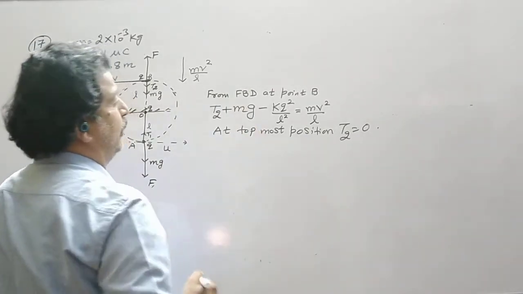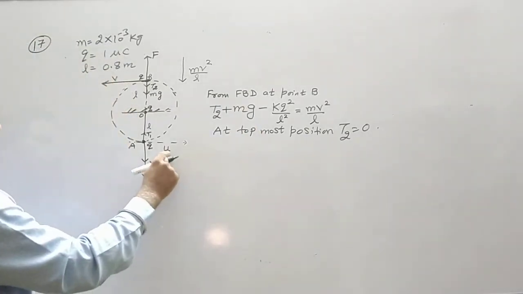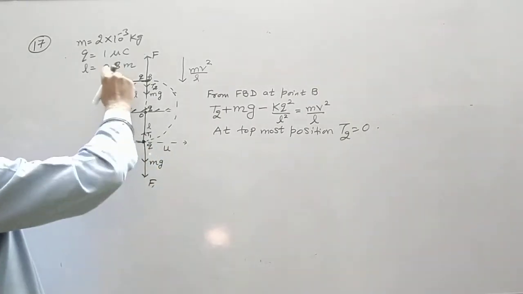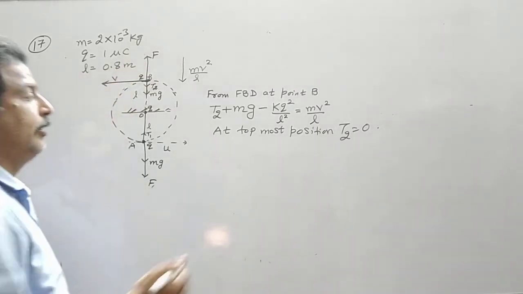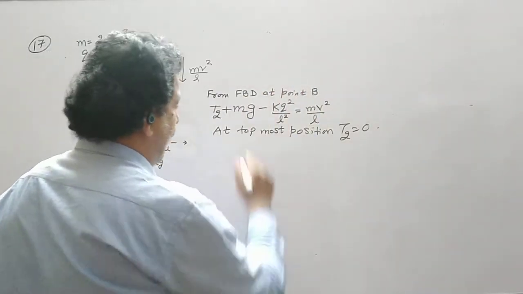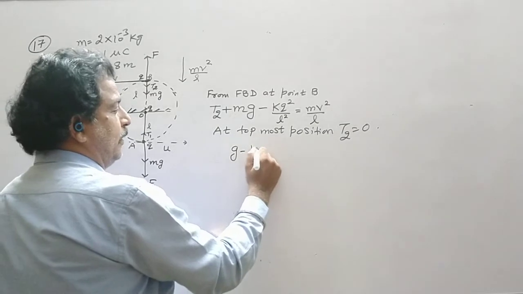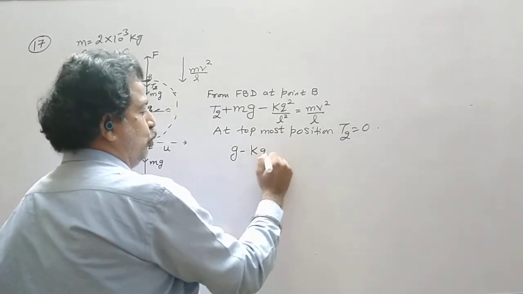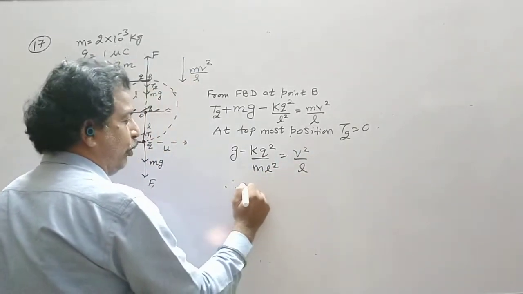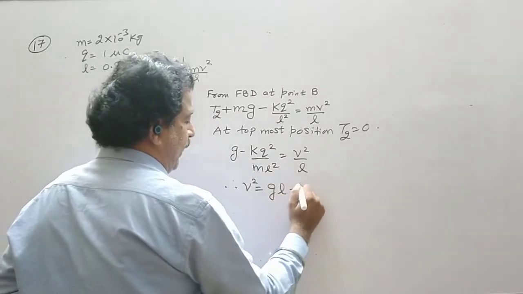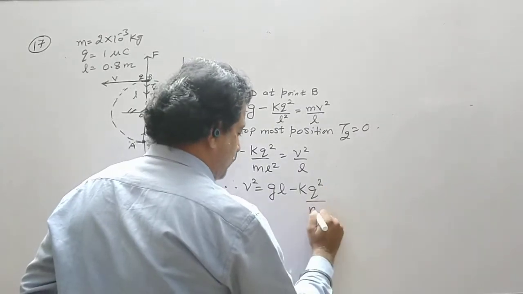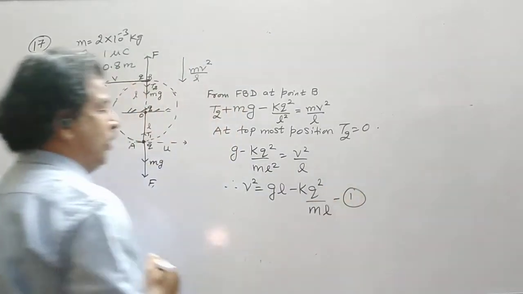So this equation can be written as, see, we want to find out the initial speed. What should be the minimum velocity which should be imparted to it? Here the speed is v. So first I have to find out the v. T2 is 0. So I divide this equation by m. So it becomes g minus kq square upon m l square is equal to v square upon l. Therefore, v square can be written as gl minus kq square upon ml. That is equation number 1.